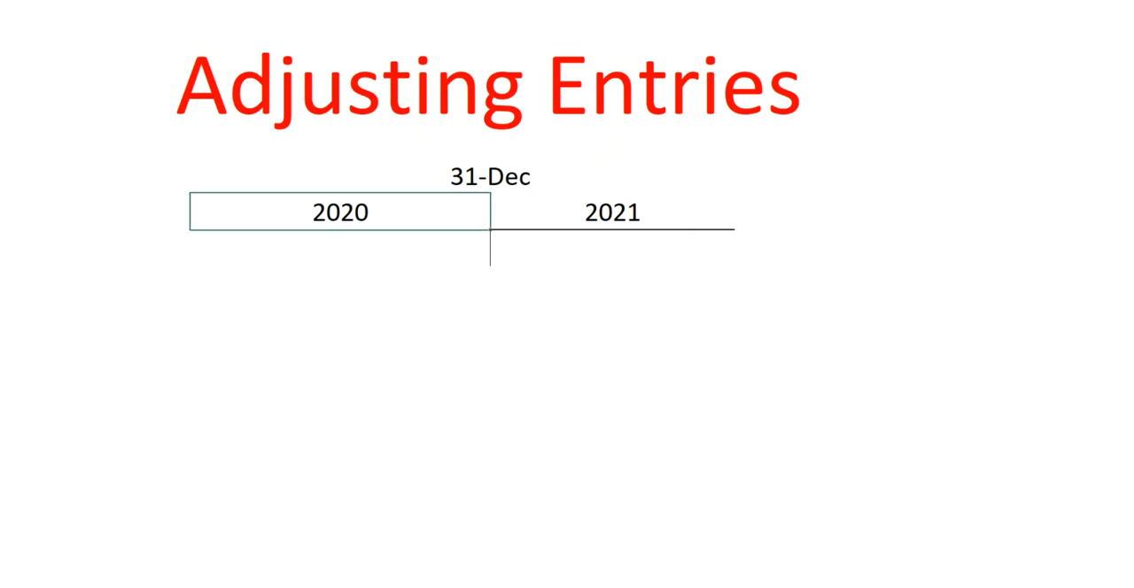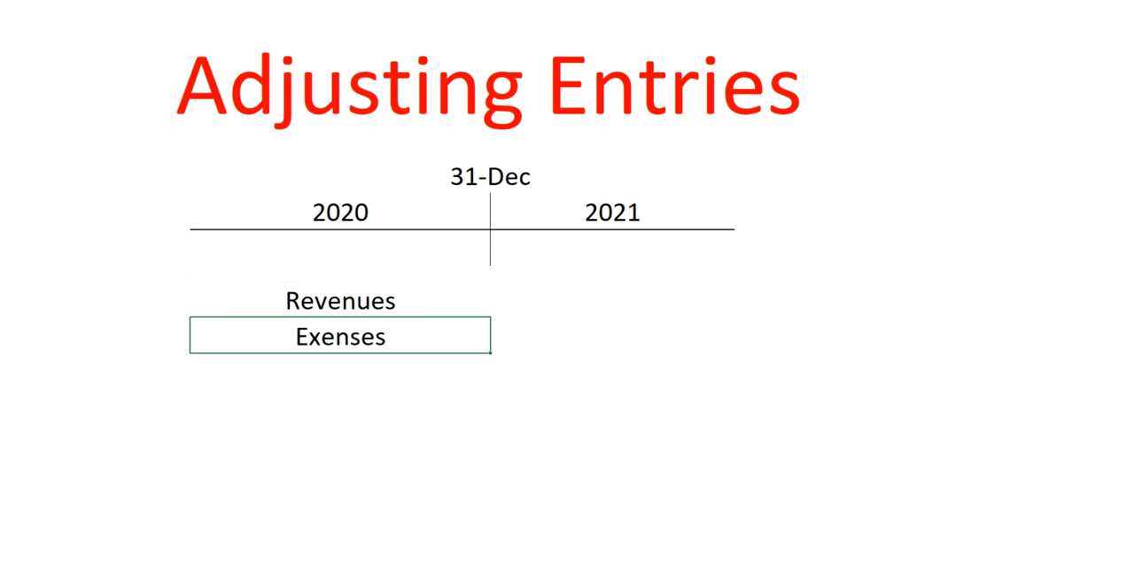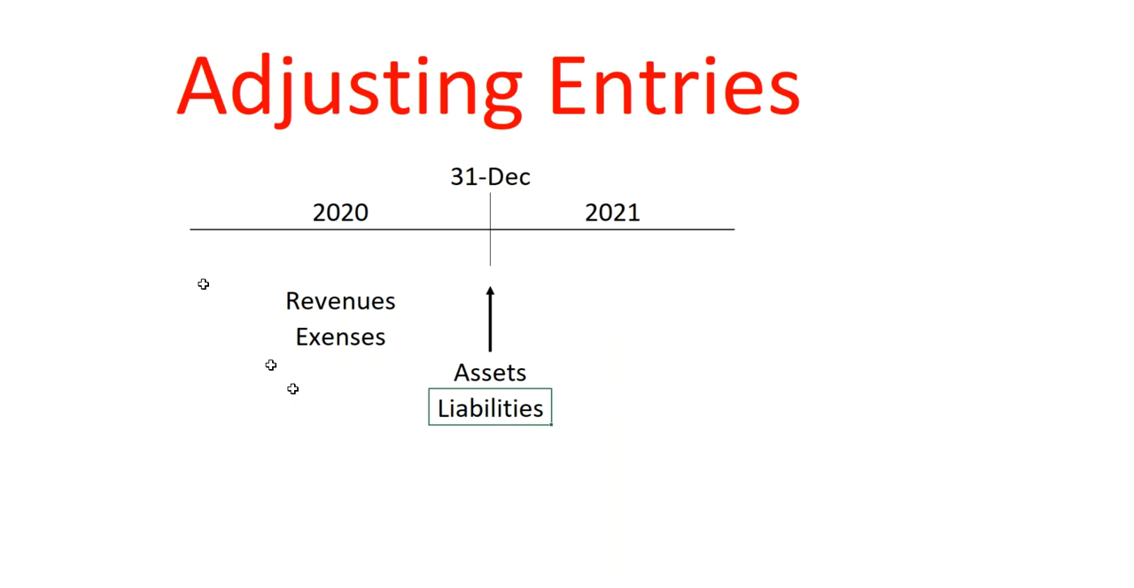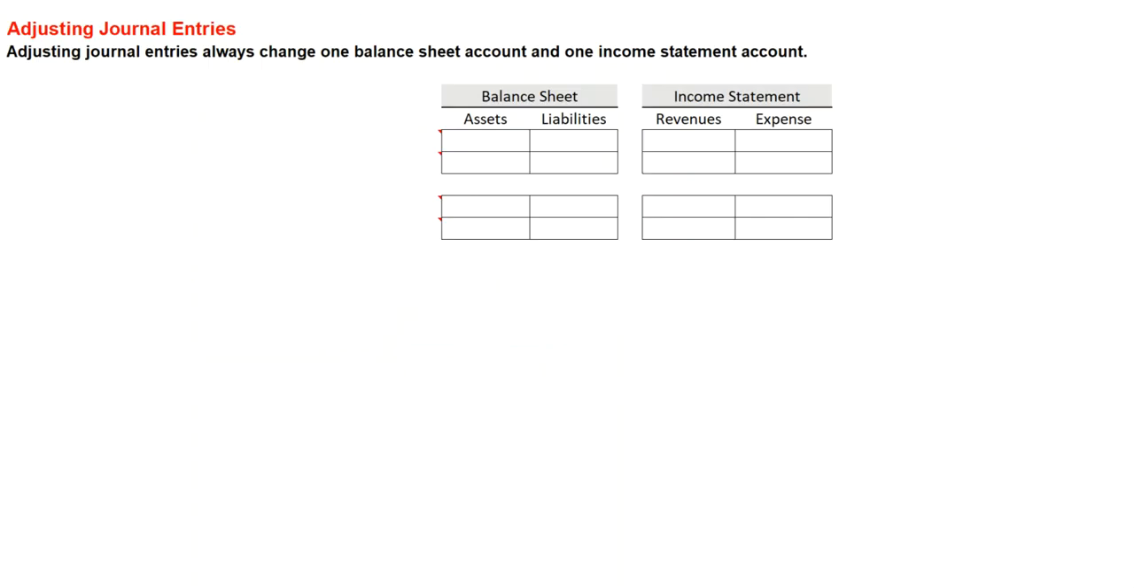So we want to make sure that revenues that we've earned in 2020 are recorded in 2020, as well as the related expenses. And of course, again, at December 31st, we want to make sure we've properly stated our assets, as well as our liabilities. So we're making adjusting entries to make sure we've properly stated revenues and expenses, as well as assets and liabilities. Adjusting journal entries will always change one balance sheet account as well as one income statement account.